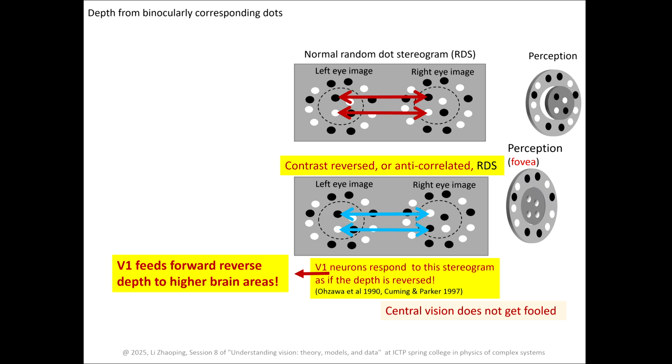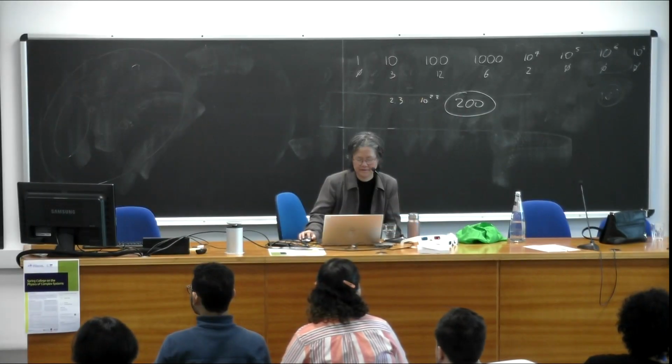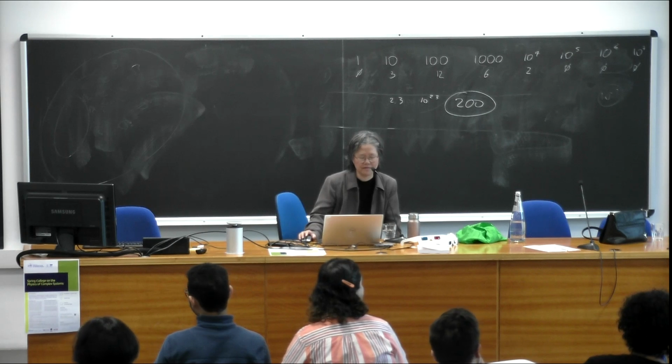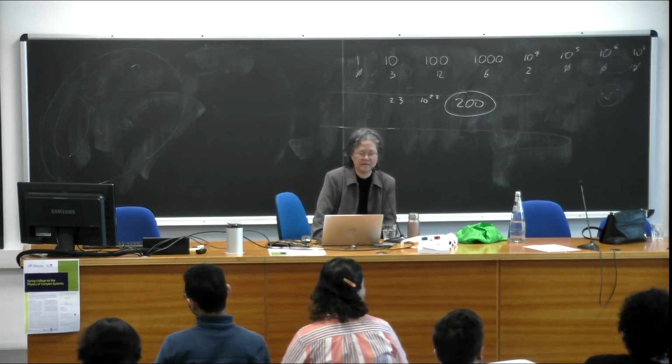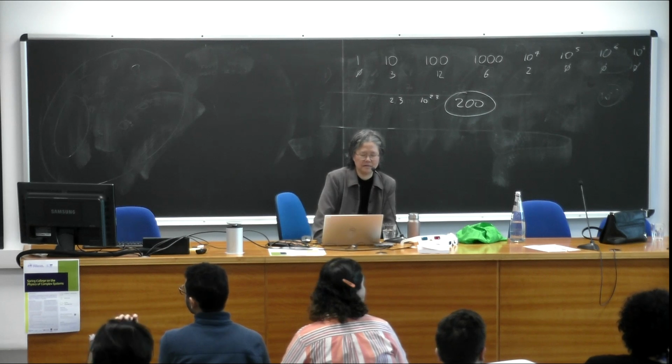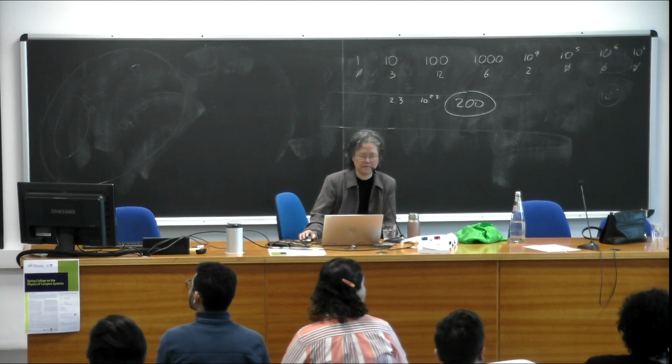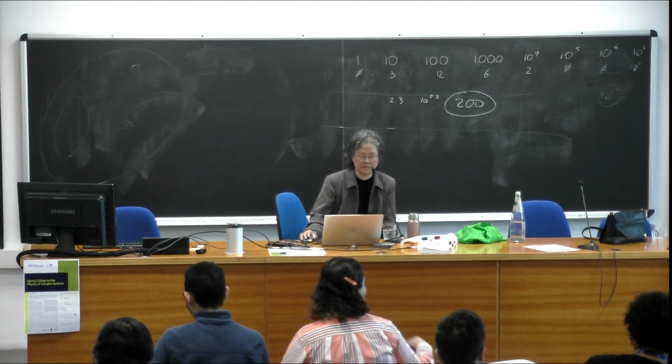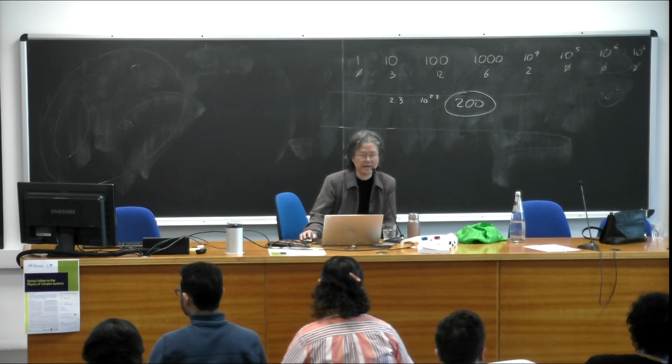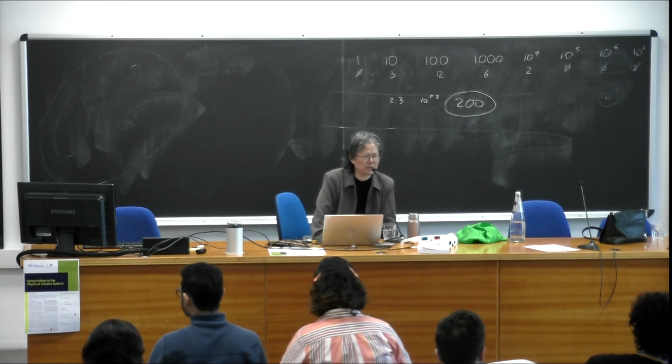Okay, so now let's theoretically argue and derive further. Higher brain areas can verify whether the V1 report is correct and realize that this report is misleading. Therefore, this report is vetoed and no reverse depth is perceived. So, top-down feedback in central vision enables vision not to be fooled. People may ask, what do you mean by illusion? What do you mean by vetoing?